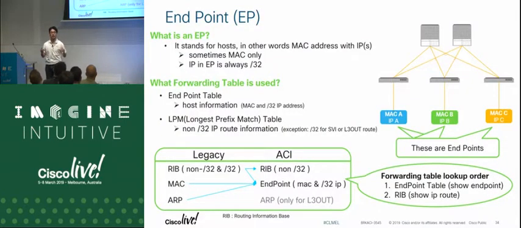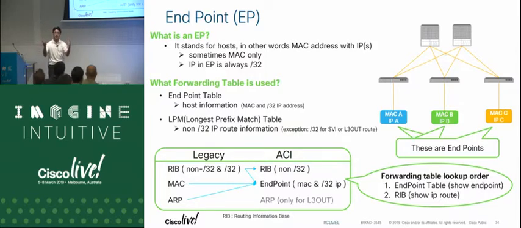What is an endpoint in ACI? It's basically a combination of MAC address and /32 IP address. Maybe it's only a MAC address, or maybe a MAC address and more than one IP address, but basically it's a combination of it.